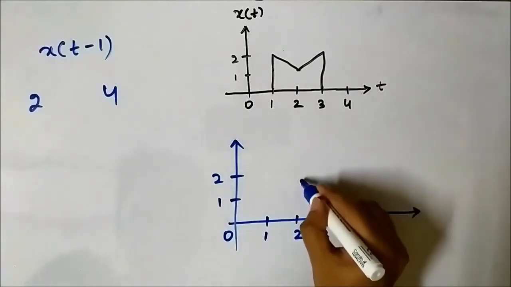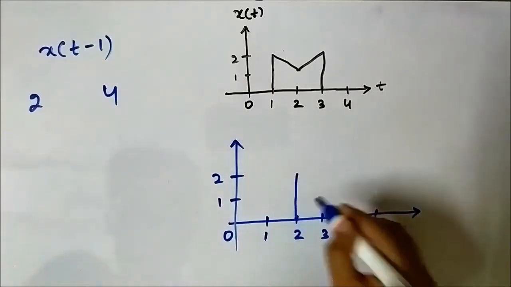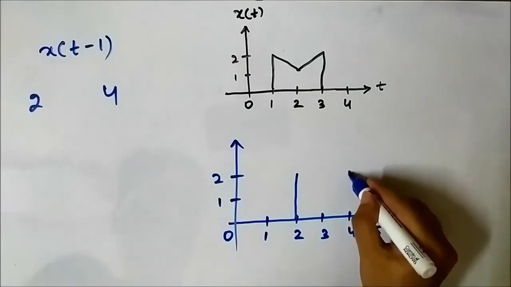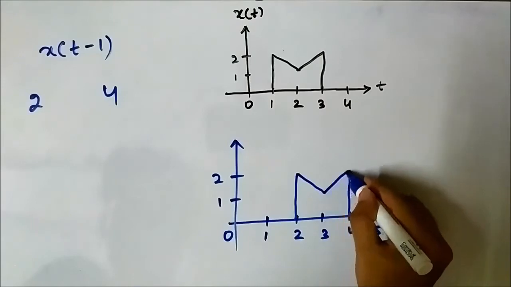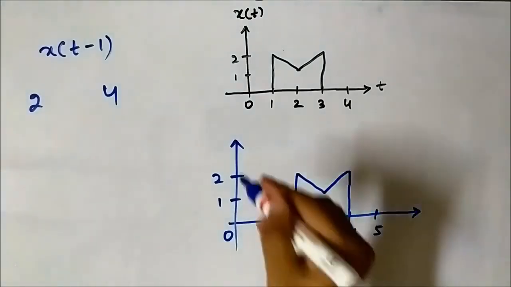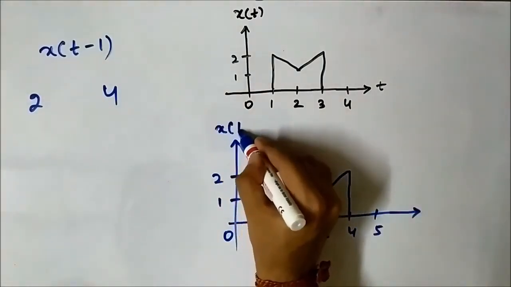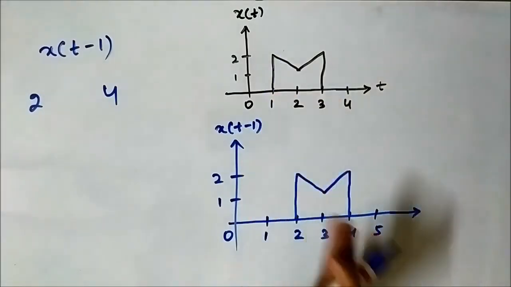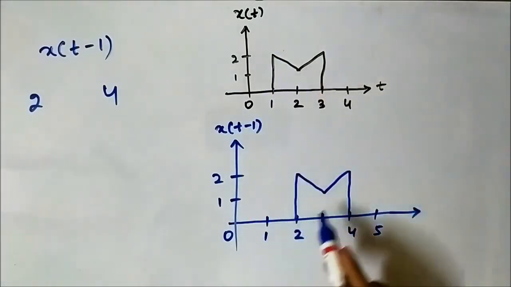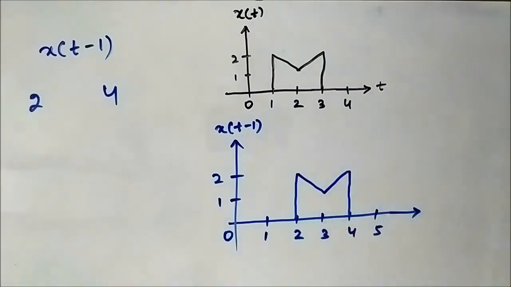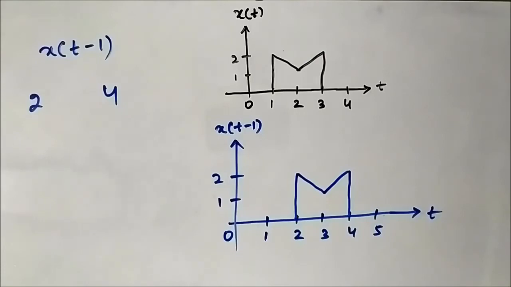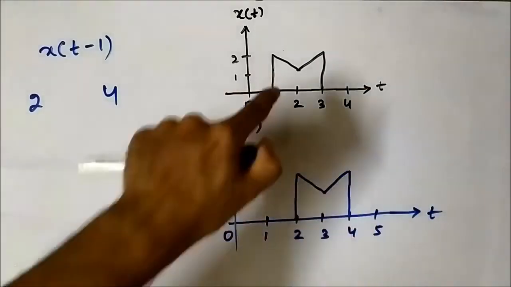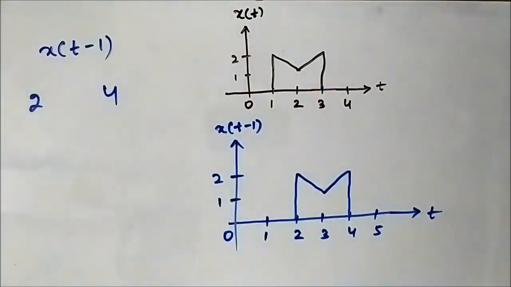Okay, so here is the new starting point, the new ending point. This is the shifted signal x(t minus 1). It has shifted to the right by 1 unit. So this is the time shifting operation performed on this signal in both directions.